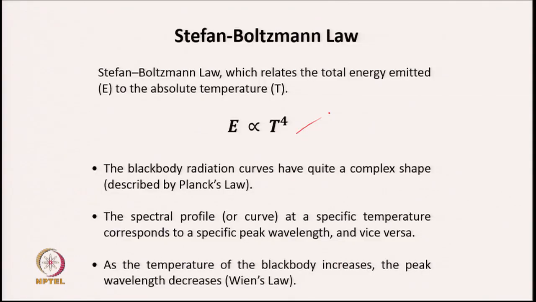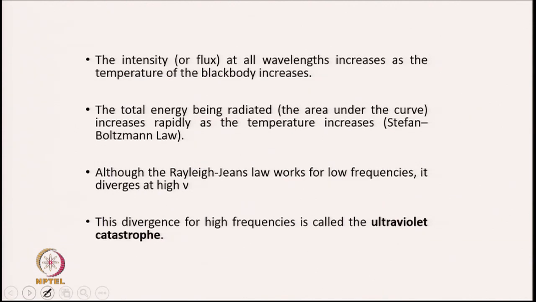Intensity at all wavelengths increases as the temperature of the black body increases, and the total energy being radiated increases rapidly as the temperature increases. We have seen that Rayleigh-Jeans law works for lower frequency, but it diverges at higher frequency, and this divergence at higher frequency is called the ultraviolet catastrophe. We already discussed these things.